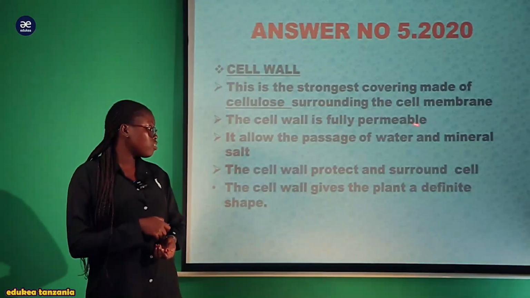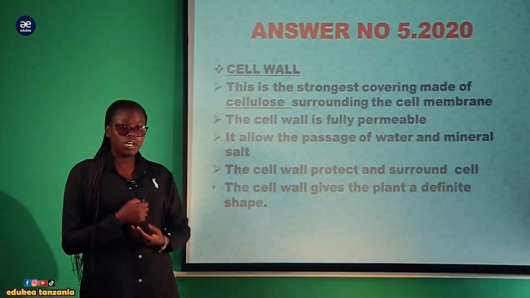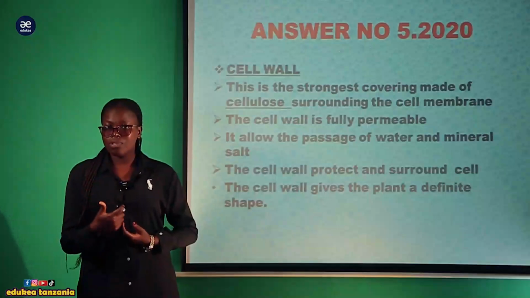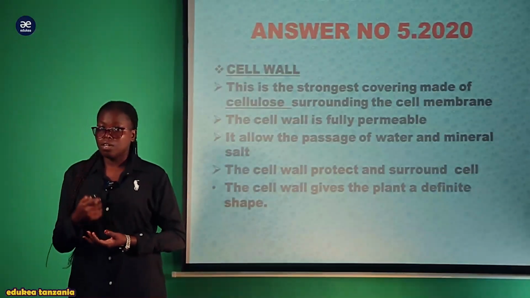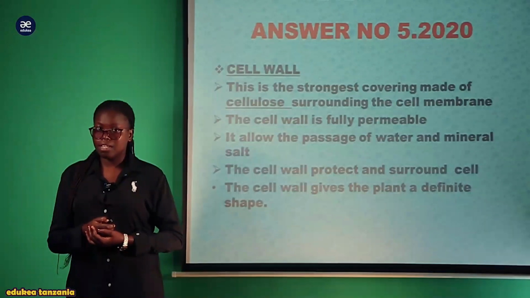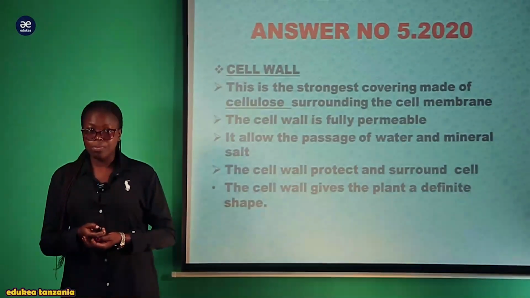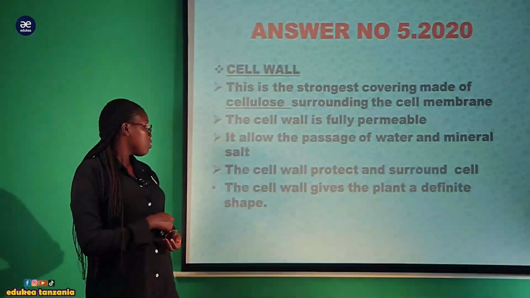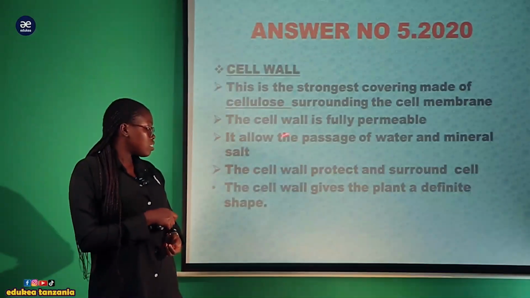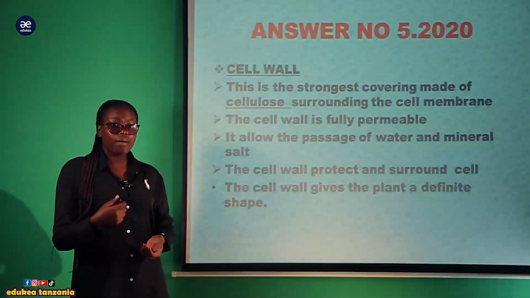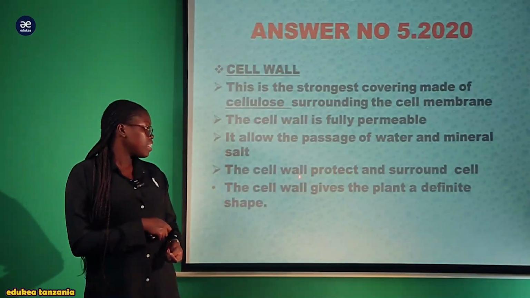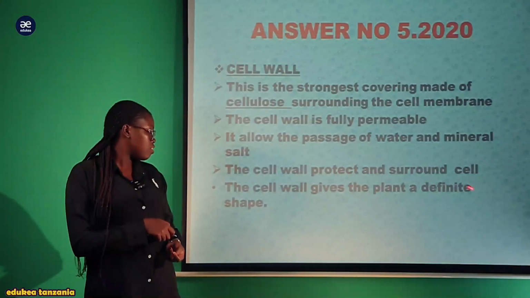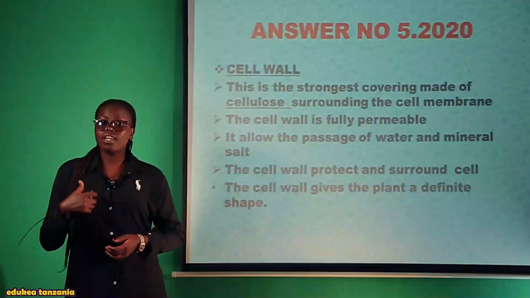It allows the passage of water and mineral salt. So, why is this cell wall made up of cellulose? Because cellulose is made of beta glucose units. So, this cell wall, which is made up of cellulose, helps in the protection and surrounding of the cell. Also, it gives the plant a definite shape because it is very rigid.